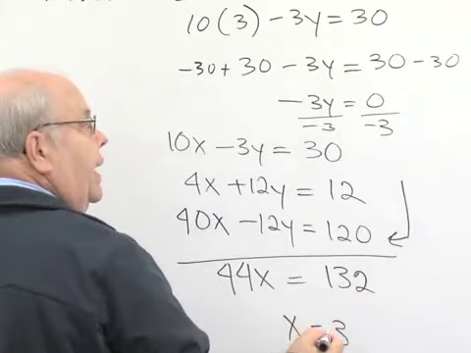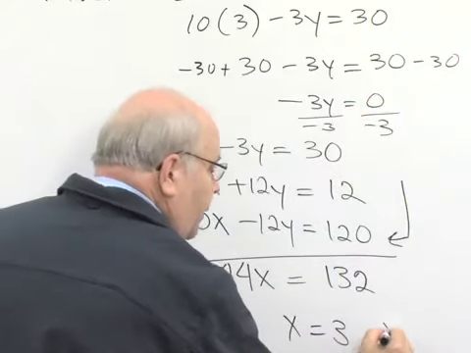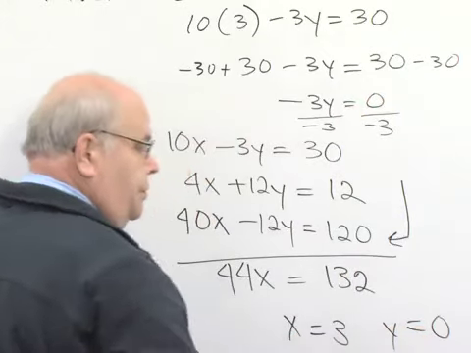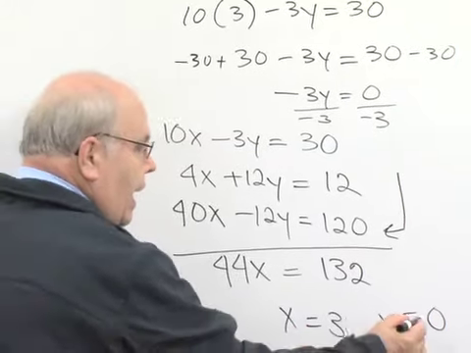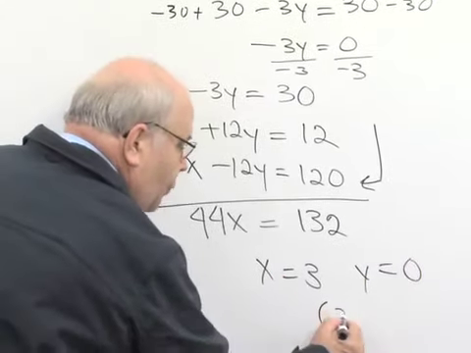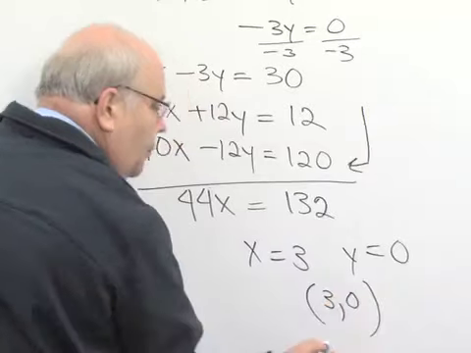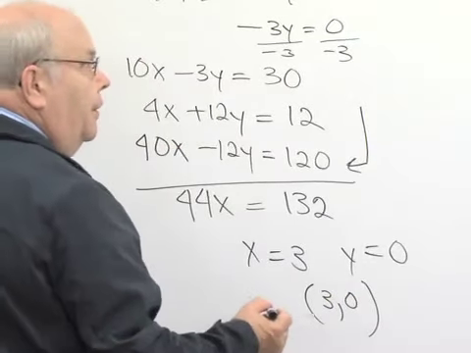0 divided by negative 3 gives me 0. So my answers are x equals 3 and y equals 0. If I write that as an ordered pair, this is the ordered pair 3, 0.